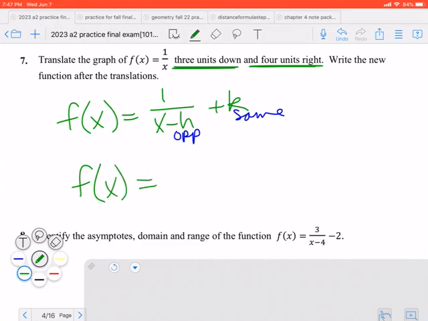So f of x is equal to 1 over... h is your left and right. So 4 units right, that'd be x minus 4. And then down 3 units would be a minus 3.